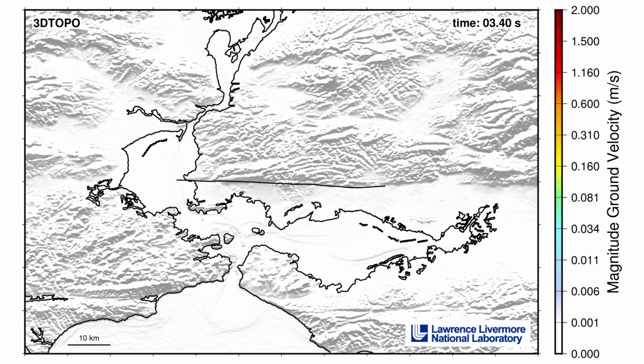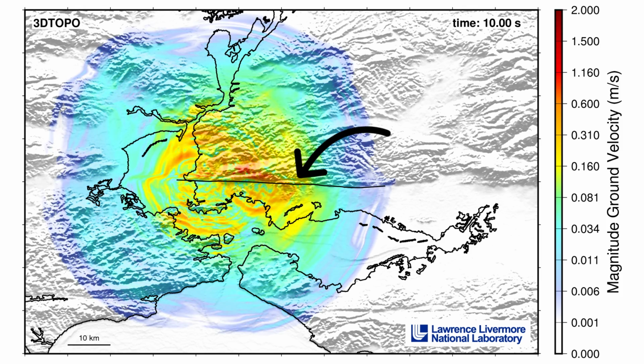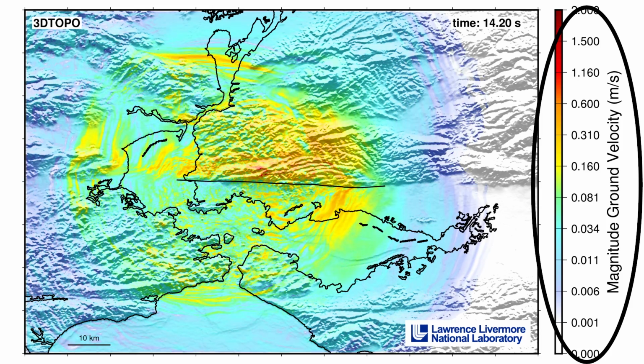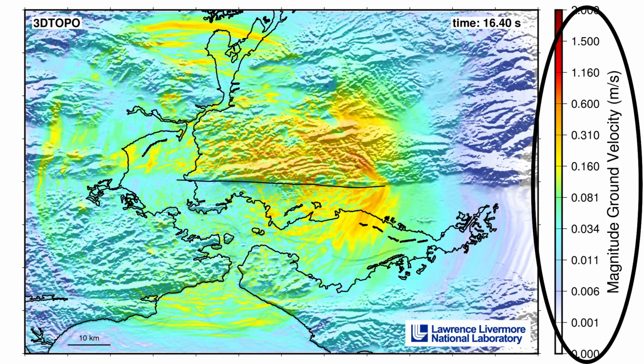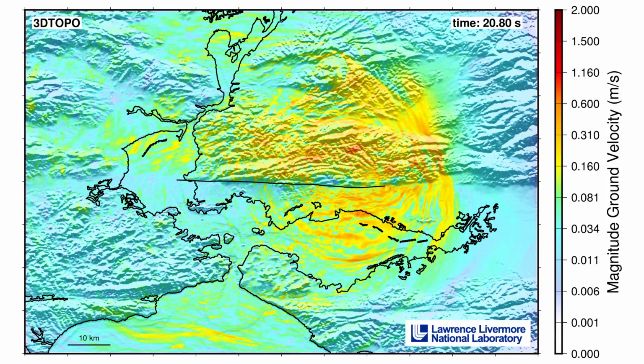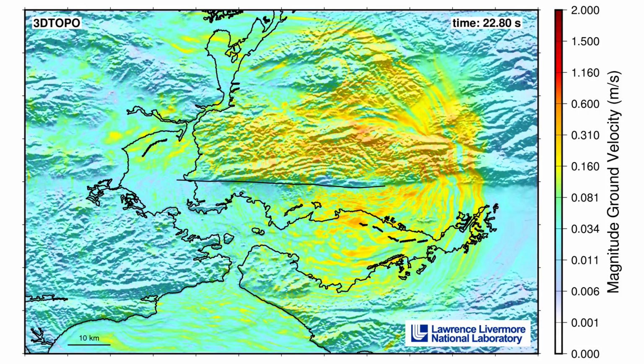The earthquake starts at the northern end of the fault. A 50-kilometer section of the fault ruptures, shown as the black line. The intensity of ground shaking is shown according to the color scale on the right, where red indicates the strongest shaking of up to 1 meter per second, shaking that can damage buildings. The blue color indicates shaking that could be felt but not cause damage.